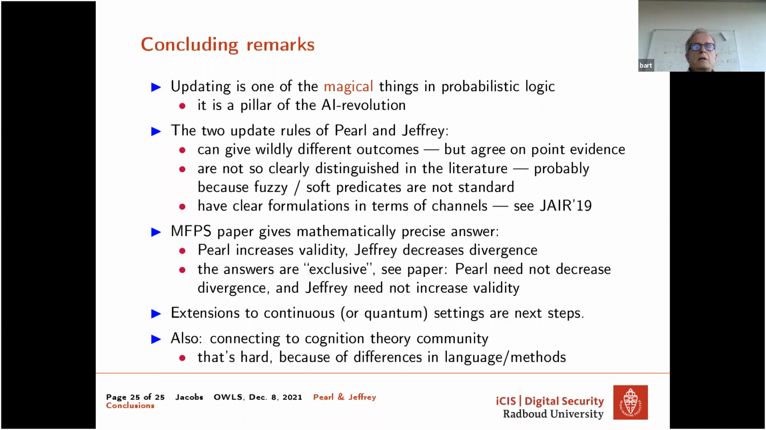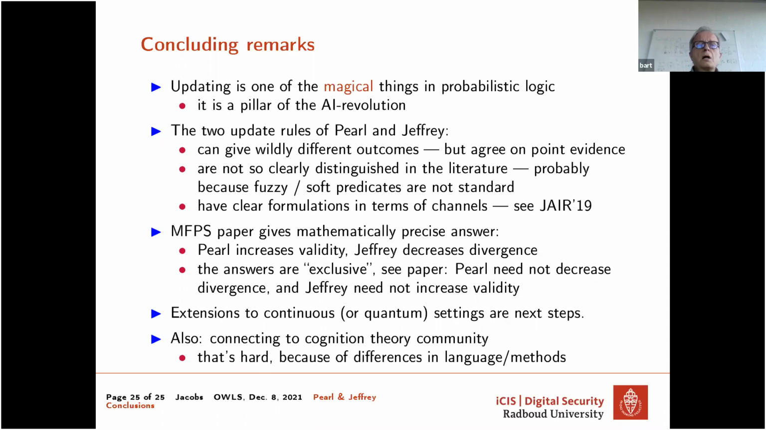And so MFPS has the mathematical result, especially that Jeffrey decreases divergence. And you could say, well, maybe Pearl also decreases divergence. That's not the case. There are examples, and they're in the MFPS paper, or you can look them up, where Jeffrey does not increase validity. So a possible future work is to extend this to continuous or even quantum settings.